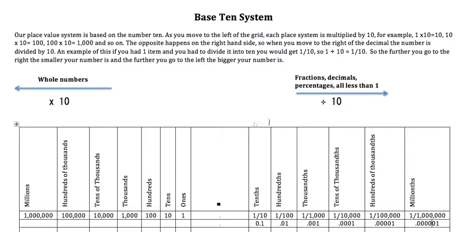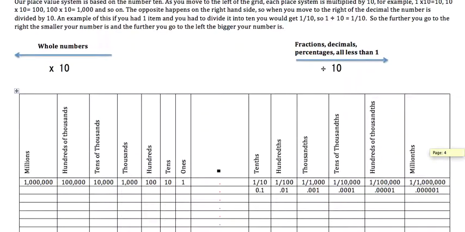So all fractions, decimals, and percentages fit into this section of our place value system, and they are all less than 1. So all of these numbers here are smaller than 1, and everything gets bigger to the left, and to the right it gets smaller. So a digit that would be in this place value would be the smallest. A digit in this place value would be the biggest. All right.